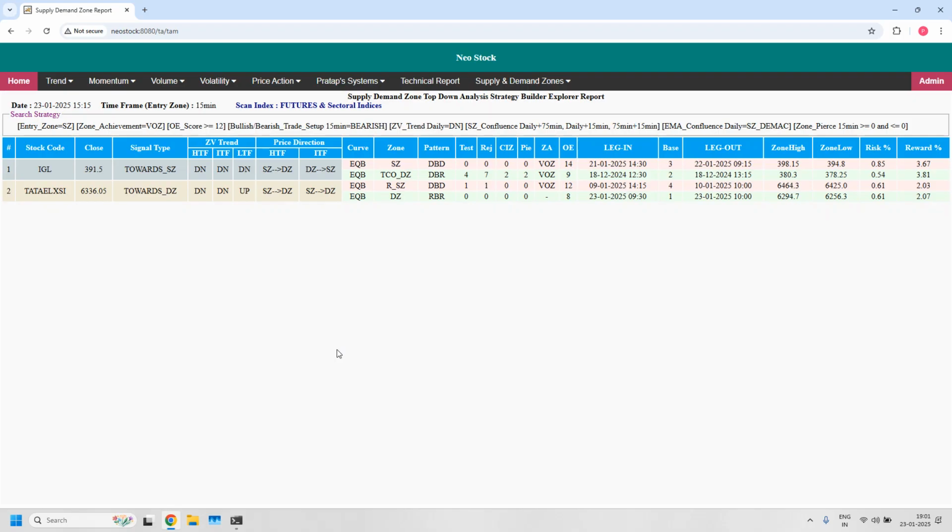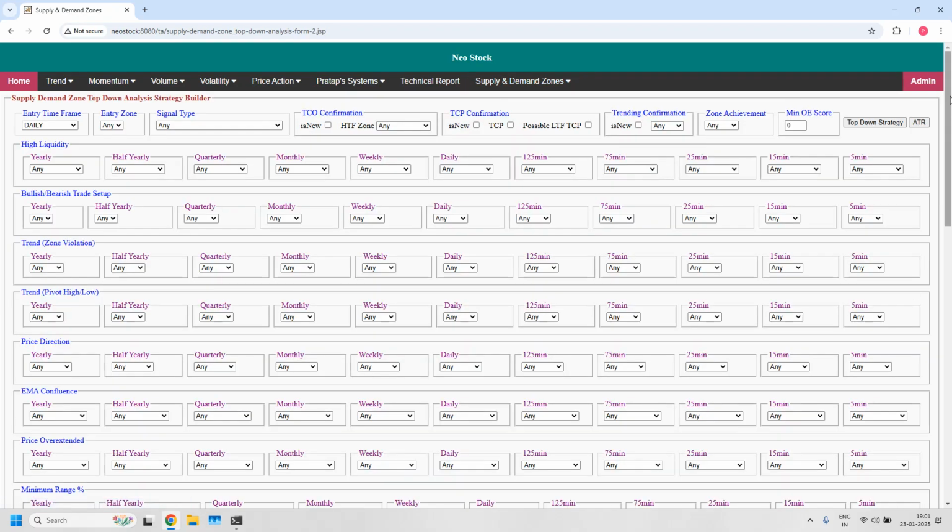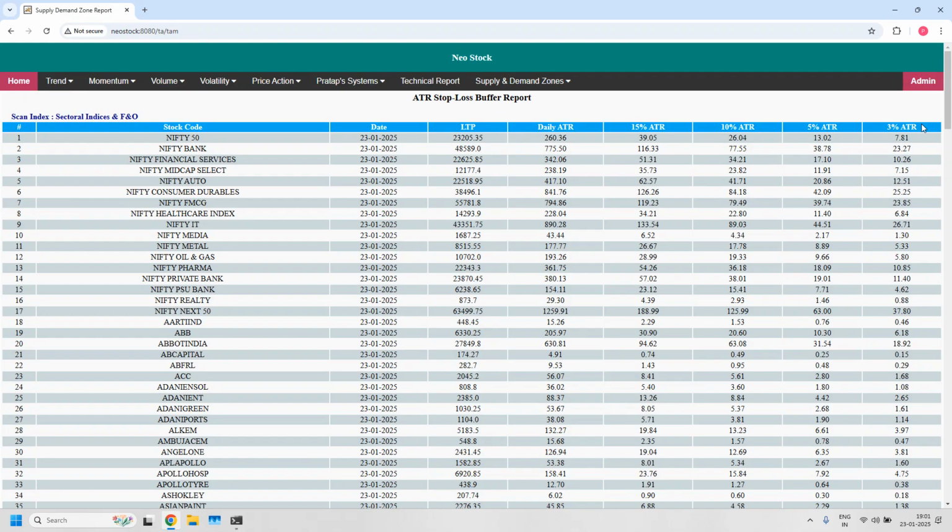Okay, this is about a bearish trade setup for a daily income trade. So in the final report, let us generate stop buffers based on daily ATR. First 17 in this list are indices, remaining all are equity stocks. So I am scrolling the list down, whichever the stock you want to refer, there you pause the video, after that you can proceed further. Okay, I am scrolling the list down.